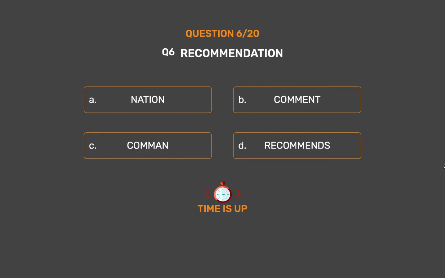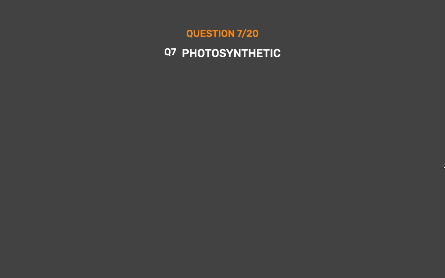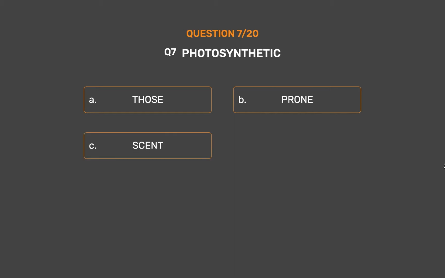The correct answer is option D. Recommends. Question number 7. Photosynthetic. Option A. Those. Option B. Prune. Option C. Scent. Option D. Cotton.